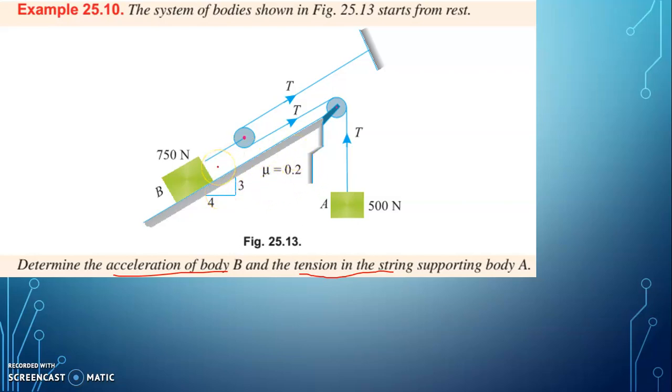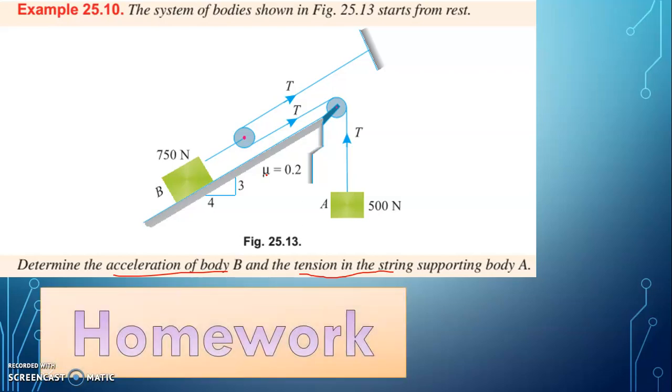So we will apply Newton's second law for block B and block A separately. We will formulate two equations, and by solving these two equations, we will obtain the value of tension and acceleration. Okay, so please complete this question as your homework. We will move on to the next question.